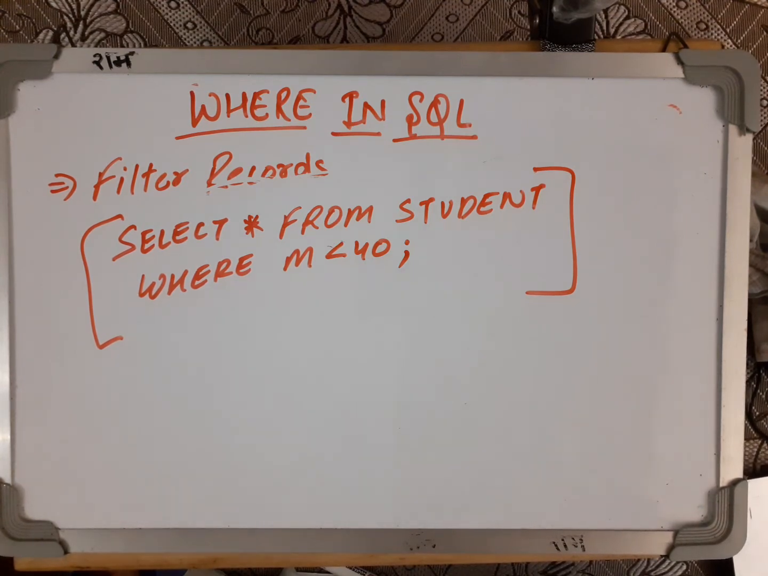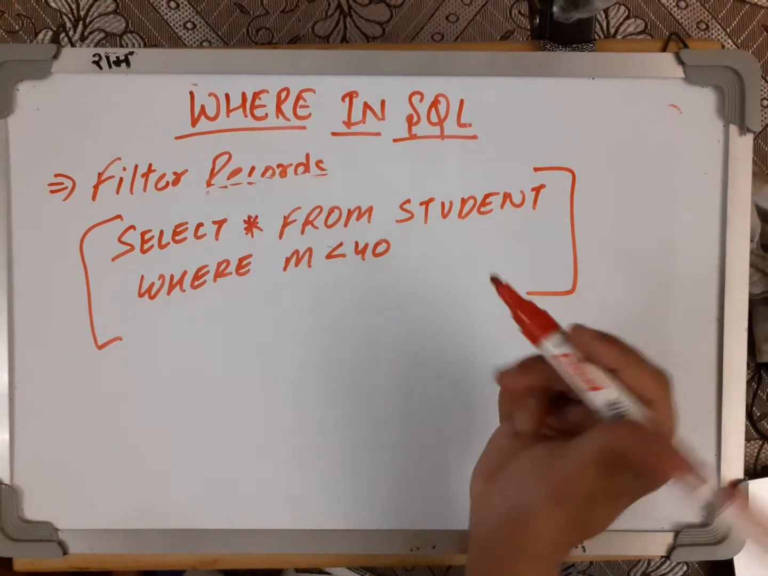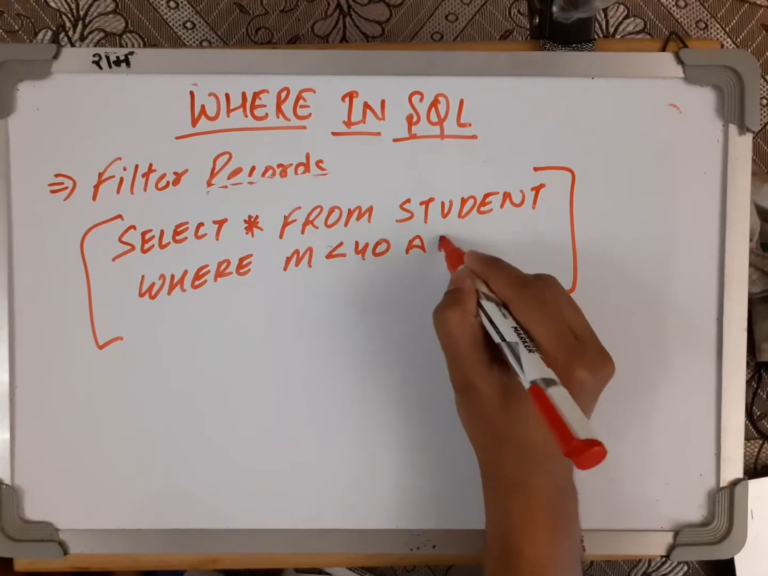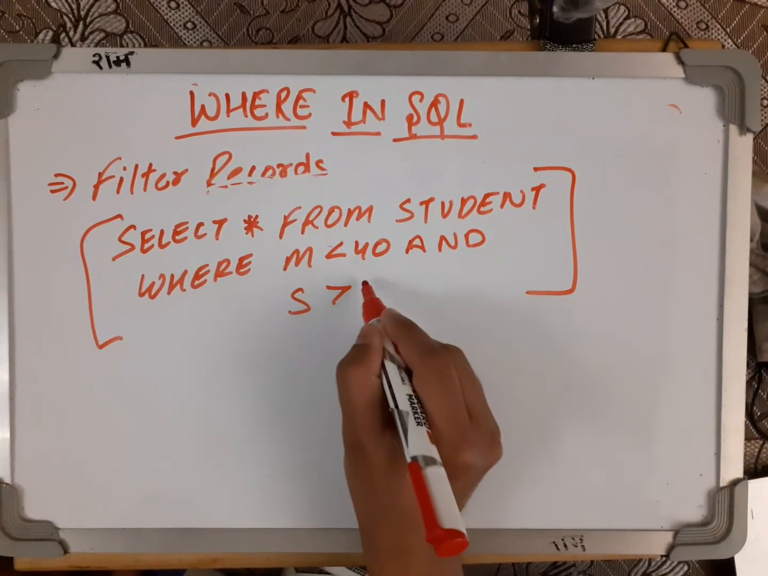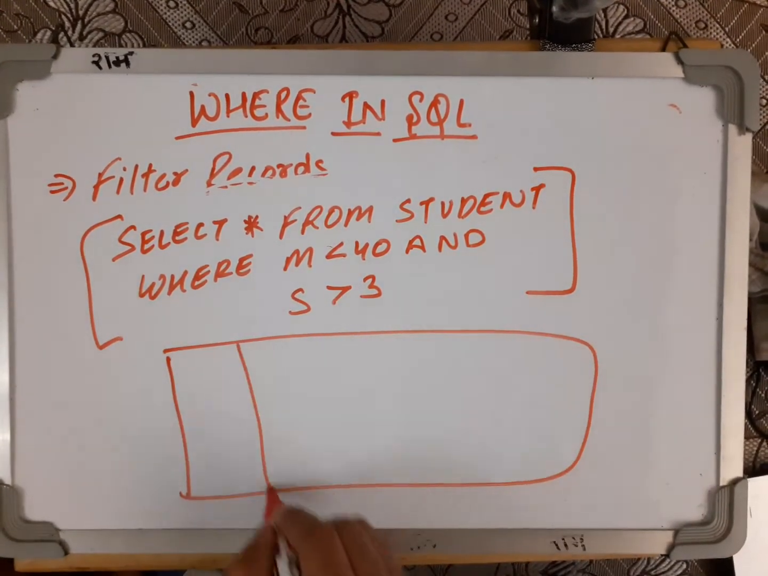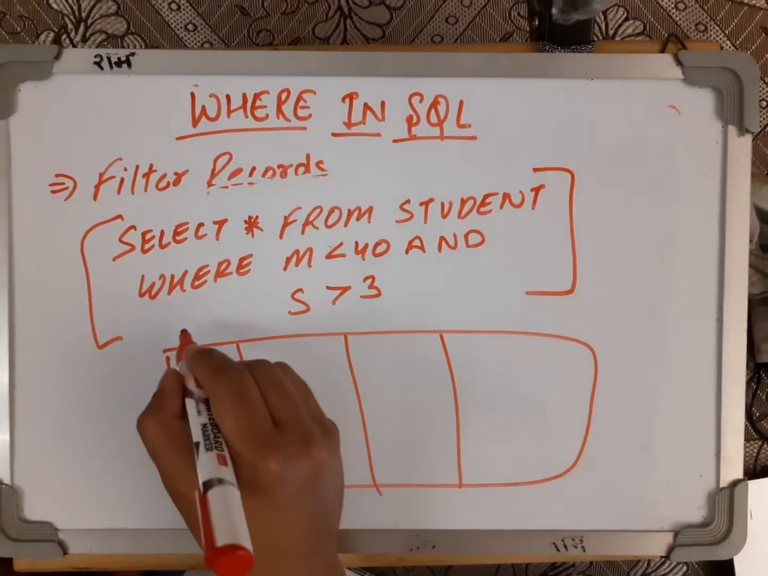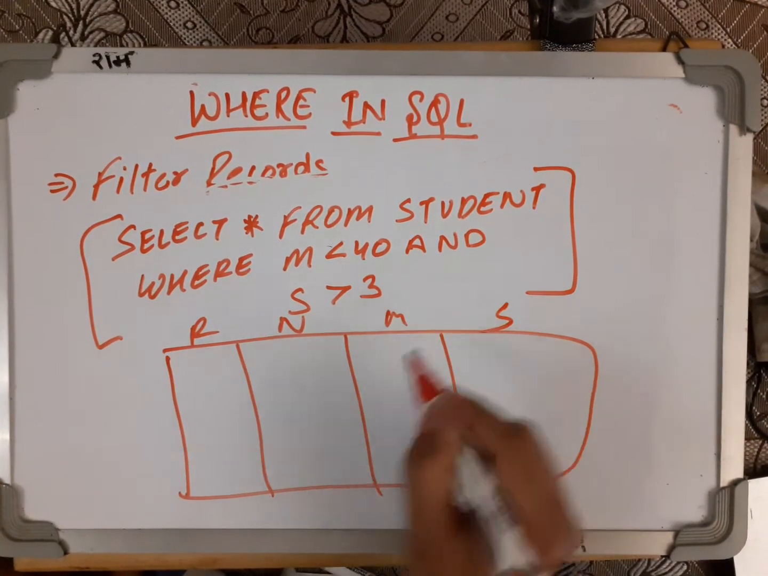If you have to use the where clause with the and operator, like where marks is less than 30 and subject is greater than 3. Suppose we have a record in which we have one more column. Earlier we had roll number, name and marks, and now subject.